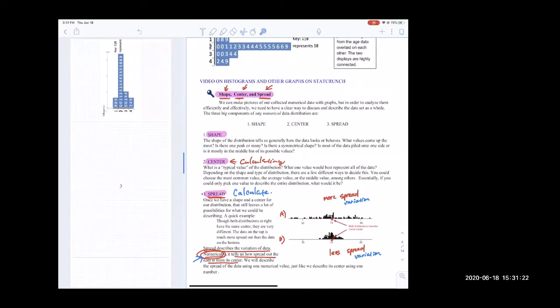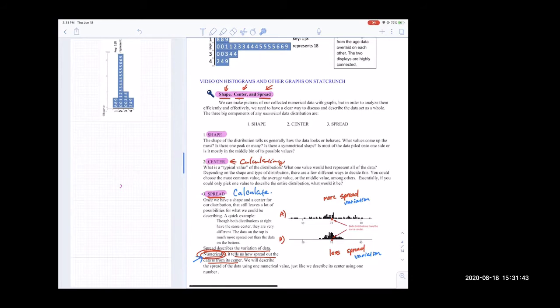What value comes up the most? Is there one peak or many peaks, right? Is it symmetrical or is it non-symmetrical? Is most of the data plotted onto one side or the other side? And we want to answer all these questions, okay?